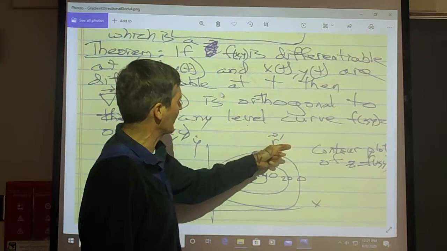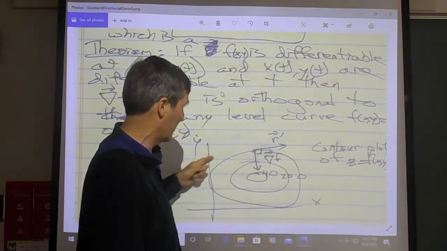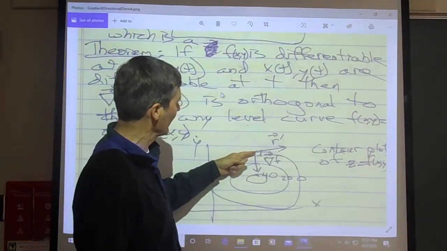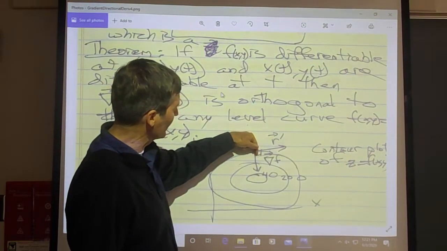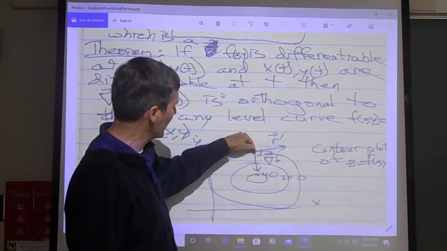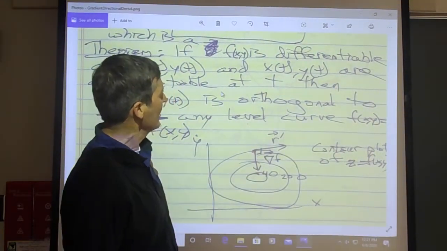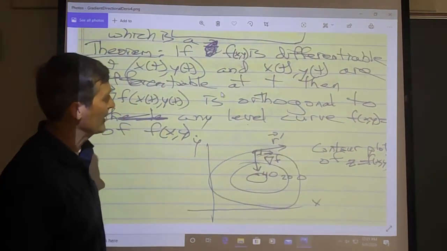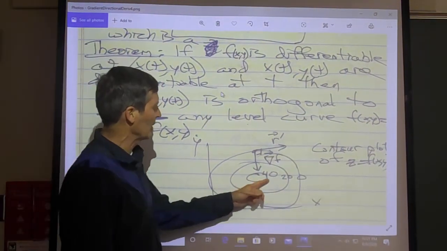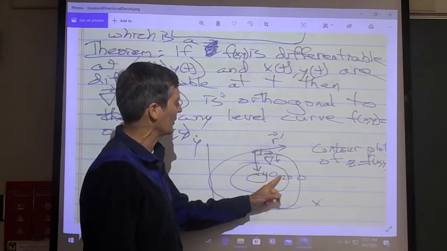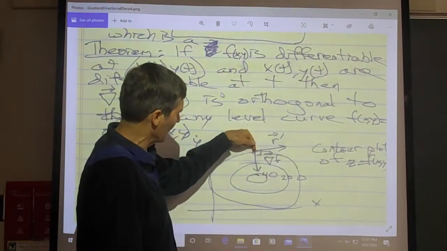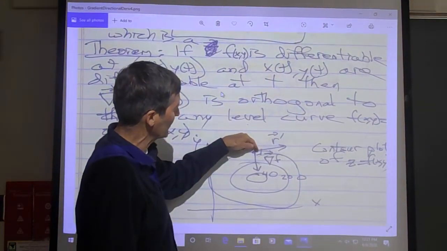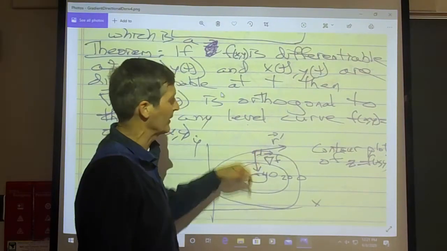Here's the tangent vector as tangent to any parameterization of the curve. And the gradient has to point perpendicular. But which way? Does it point this way or this way? In fact, it points in the direction of increasing function. So if these are the level curves getting higher and higher in altitude, 0, 20, 40, then it has to point this direction. So it's perpendicular to the level curve, pointing in the direction of increasing f.